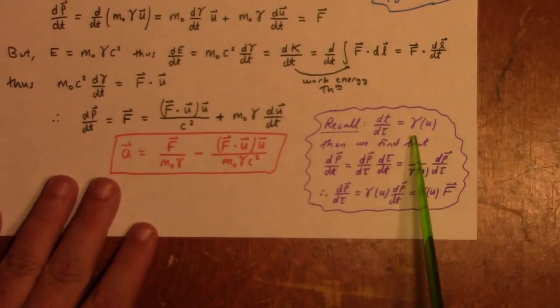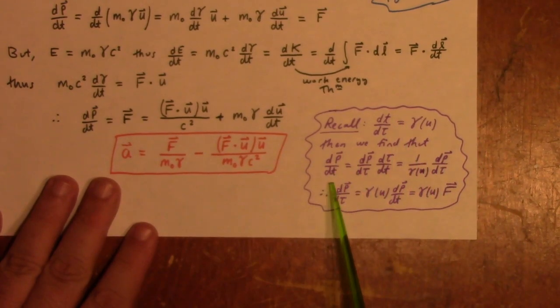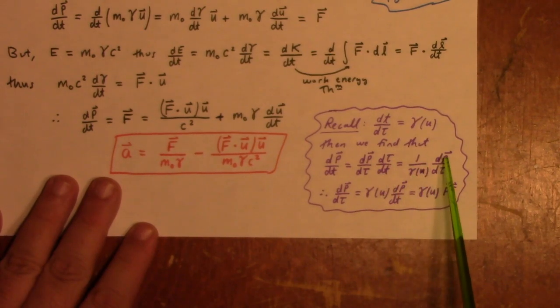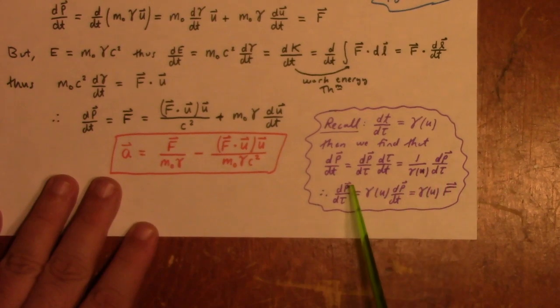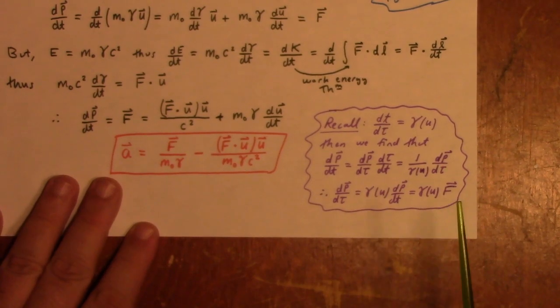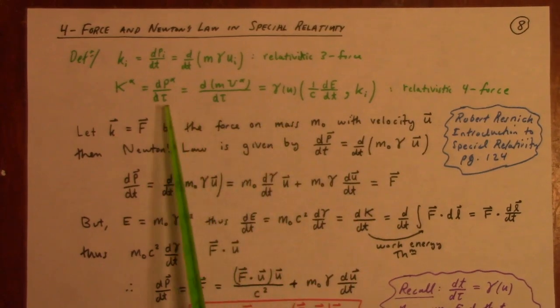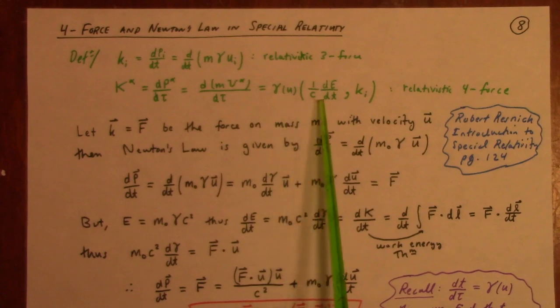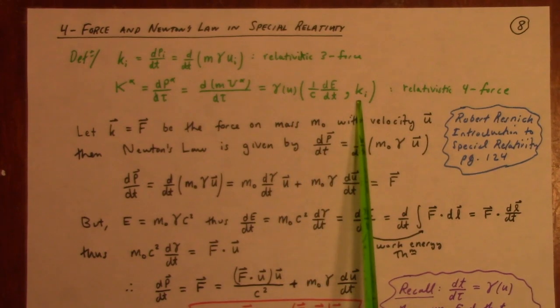Because dt d tau is gamma, we can say dp dt is dp d tau times d tau dt, which is 1 over gamma dp d tau. So what that means is that dp d tau is gamma of u times dp dt, which is, by the way, gamma of u times f. So when you look at the tau derivative of the relativistic momentum, you get gamma times the force, all right? Which is what you see popping up in here. The tau derivative of the 4 momentum is gamma times the force, all right?